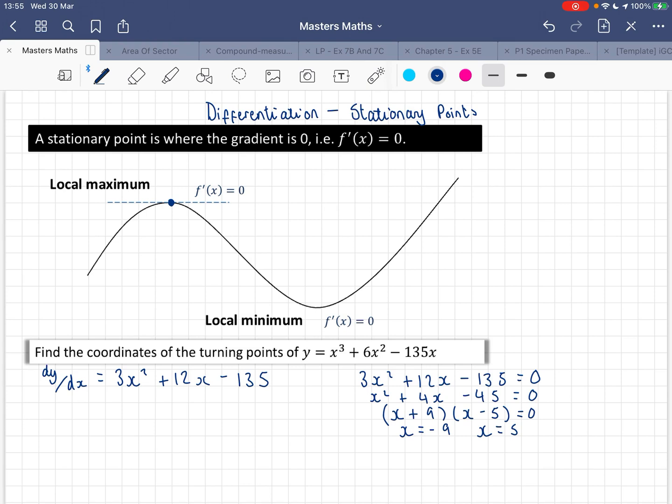But I need to find the actual coordinates, which means taking these values and putting them back into our original function. Not back into the differential function, because that's just going to give us 0. Because that's what we've just solved. If we put negative 9 back into our dy by dx, all we would get is 0. What we need to do is take it and put it back into our actual function of the line of the curve and find the corresponding y coordinate.